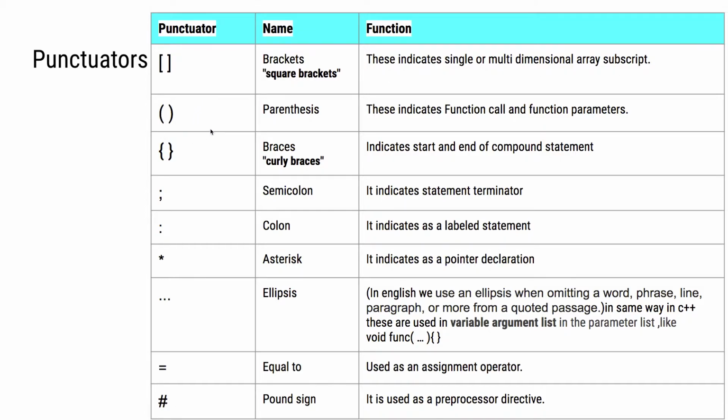Second is parenthesis. This indicates function call and function parameters. Third is curly braces, which indicate start and end of compound statements. Fourth is semicolon, which indicates statement terminator. Fifth is colon, indicating labeled statement. Then asterisk, which indicates pointer declaration.